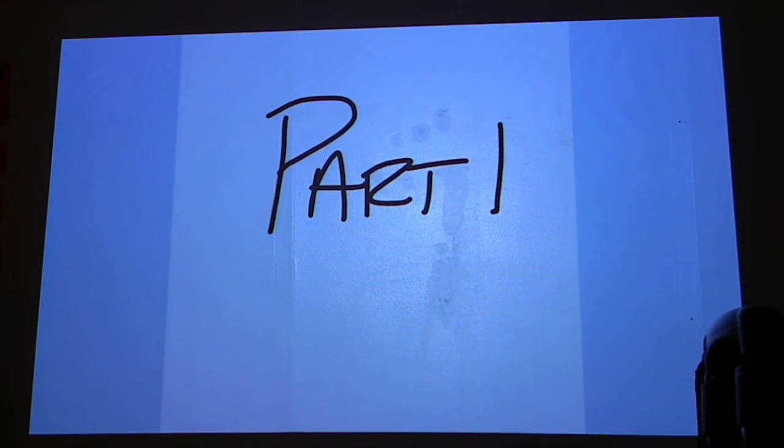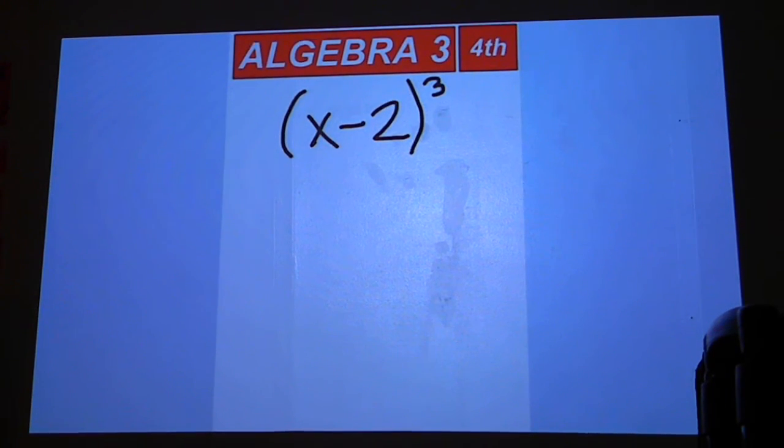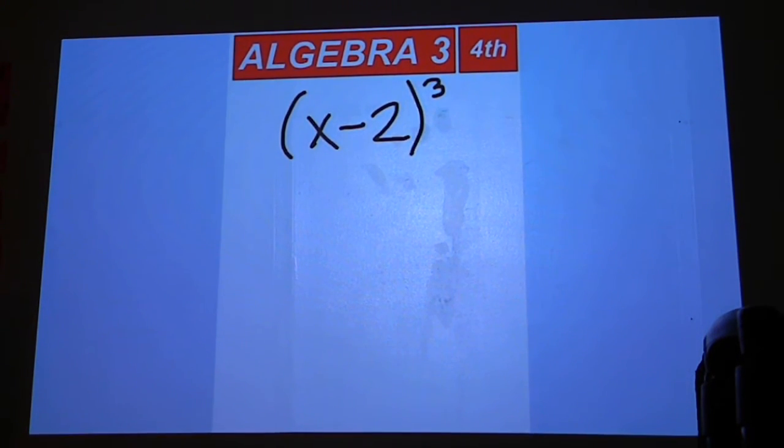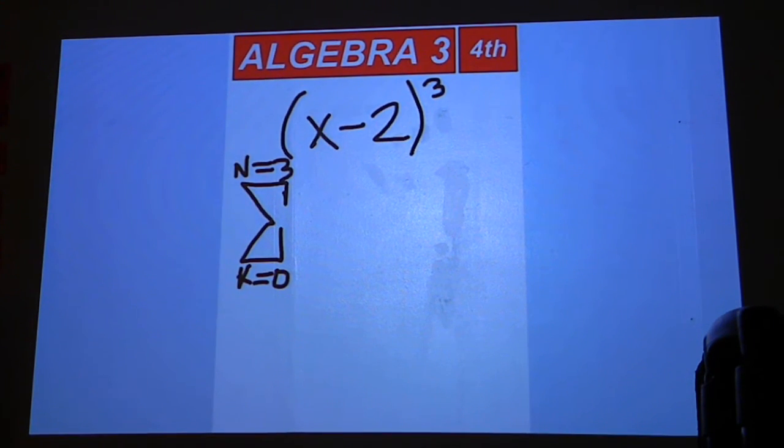Okay, this is part one of the binomial theorem. The problem is the quantity cubed of x minus 2. So what we're going to do is start with our summation, and k must start at 0. Start at 0, and it goes up to n equals 3. That comes from the power outside the parentheses.